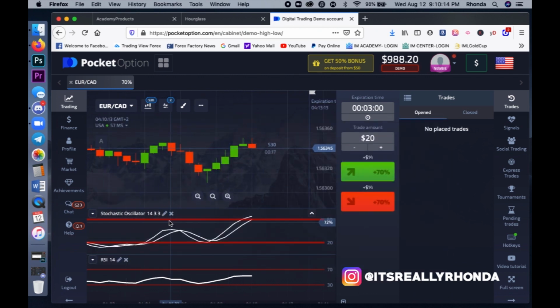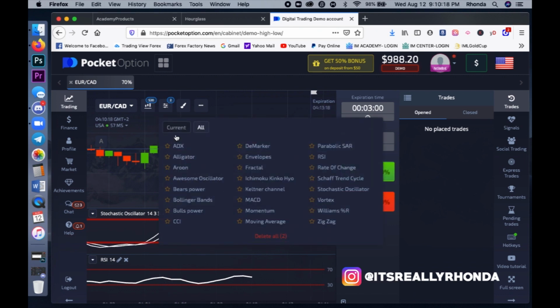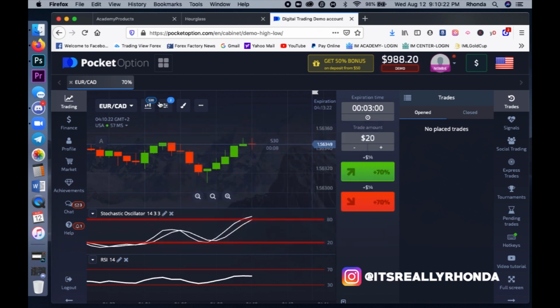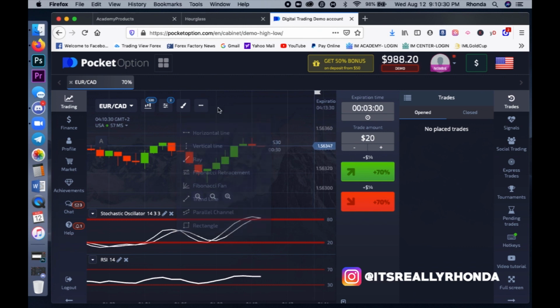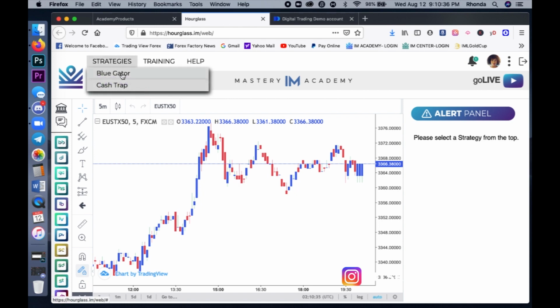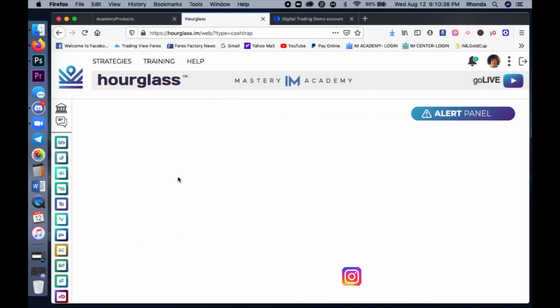All right, these are going to be indicators that you could add if you choose to. You just click on the line here and all your indicators will be here. Okay, you can add those or not add those, totally up to you. Right here are going to be your tools: horizontal, vertical, ray, Fibonacci, trend lines, parallel lines, rectangles. Okay, so that's a quick rundown of what we're going to be utilizing. So we're going to go back to the Hourglass strategy, choose cash trap.